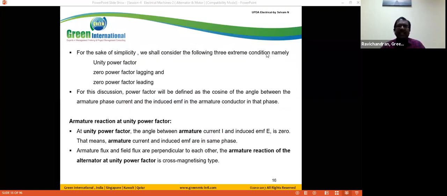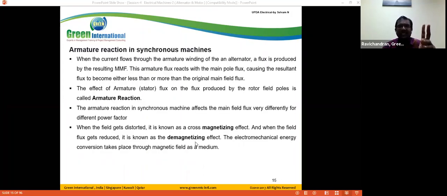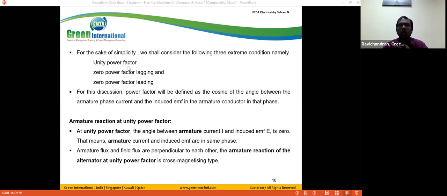So this effect, because in the DC generator, we didn't bother about the power factor. Here, we are producing an AC generator, an AC supply, so we have some parameters, like power factor. So the armature reaction, the cross magnetic effect and demagnetic effect, depends upon the power factor. So unity power factor, zero power factor lagging, zero power factor leading. Simply, we have the unity power factor, lagging power factor, and leading power factor.